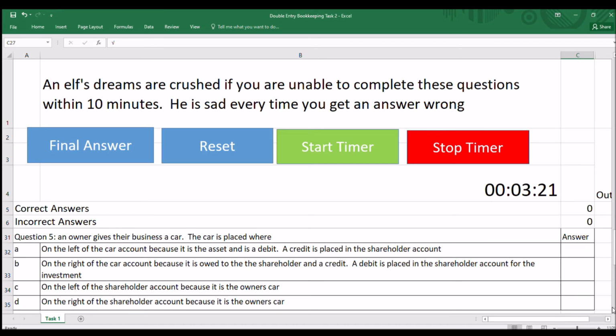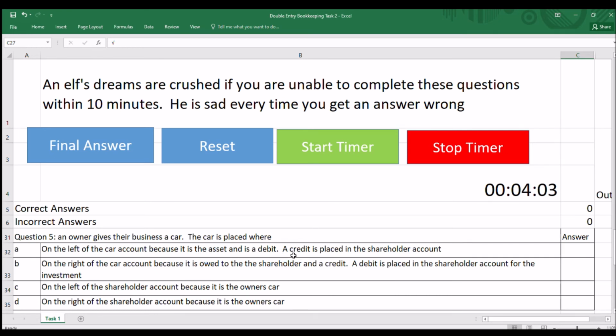Question 5. An owner gives their business the car. Where's the car placed? Okay, so the car is a money in item, and it's going up. It's going to produce money in the future, so it represents money coming in, or we can sell it. It's an increase in the money in item, so that's going to be a debit, and debits go on the left. So the car is going to go on the left-hand side of the T account because it's an asset. It's going to be a debit.